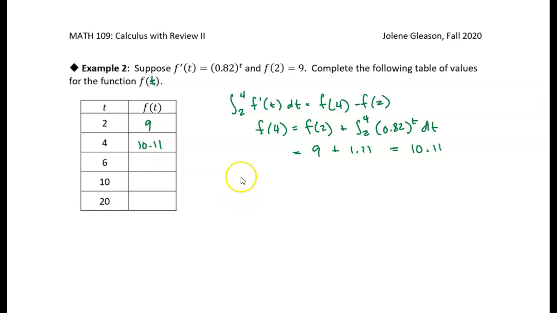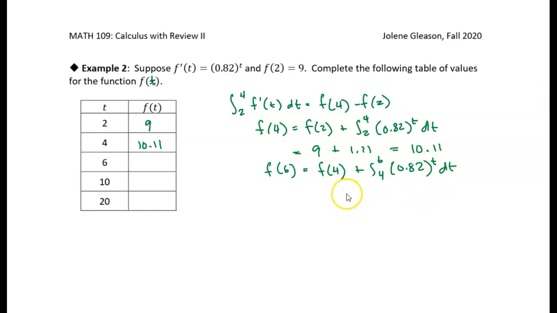All right, so we can keep going. We can find f of 6 in the same way. I could do a couple of different things. I think what I'll do is start with f of 4, and add the integral from 4 to 6 of this 0.82 to the t dt.